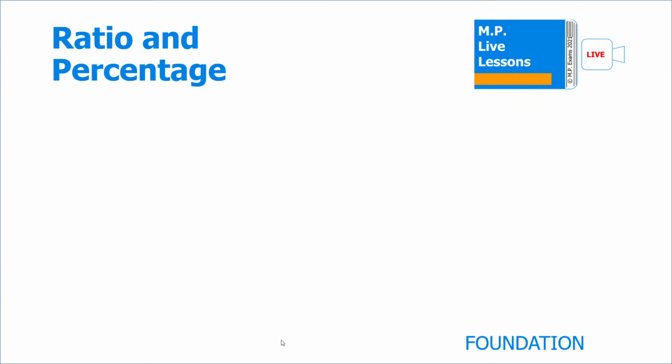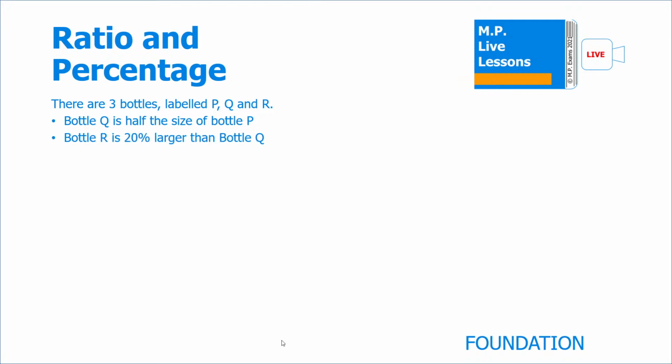Next, for foundation tier, you'll need to know about ratios and percentages. So let's say we have 3 bottles labeled P, Q, and R. Now, let's say bottle Q is half the size of bottle P, and bottle R is 20% larger than bottle Q. And give the ratio of the bottle sizes P to Q to R in its simplest form.